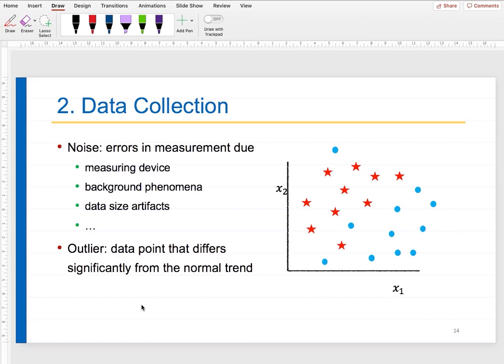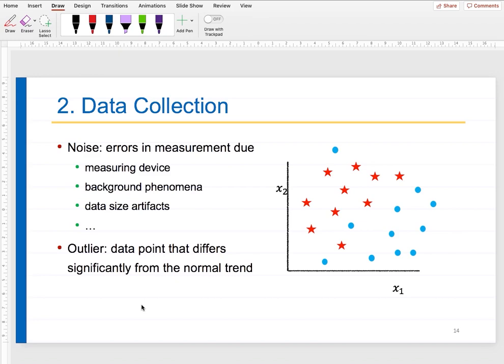Then data size artifacts. Let us say I'm collecting roses from all over India. I collected 1,000 roses. It is possible that I missed some areas, right? I missed so many areas. So I can have only finite data size, right? I cannot have infinite data. So that small data size also will have its own artifacts. It could be biased data. I have more samples from Kanpur, less samples from Andhra Pradesh, let us say.